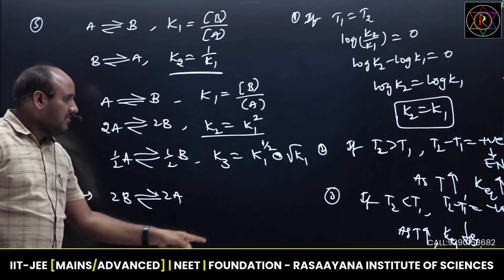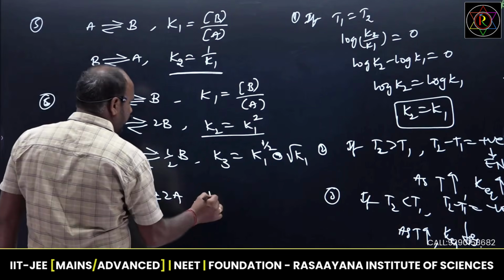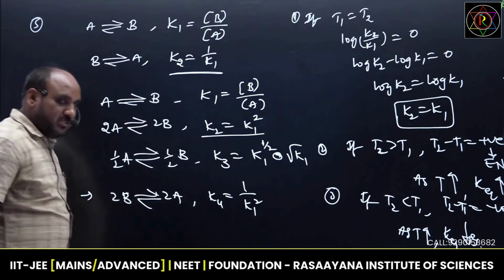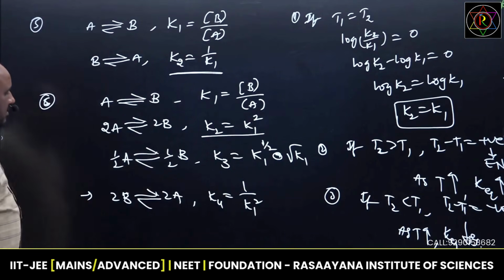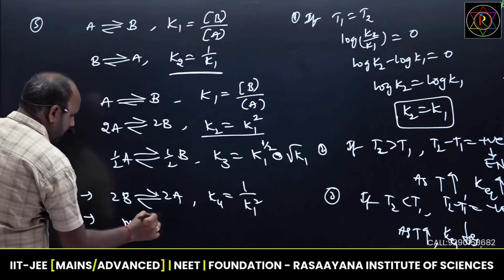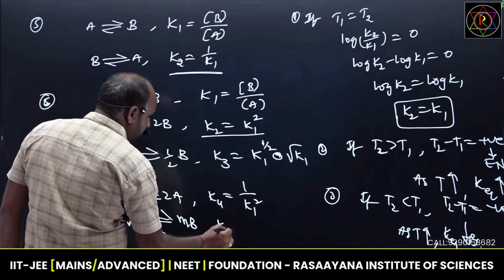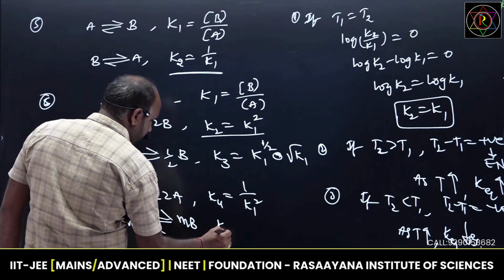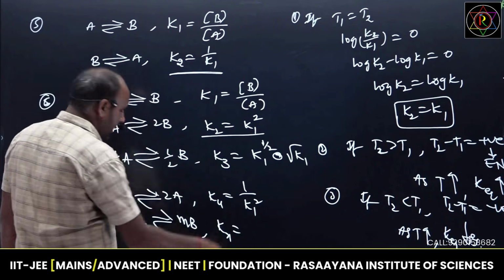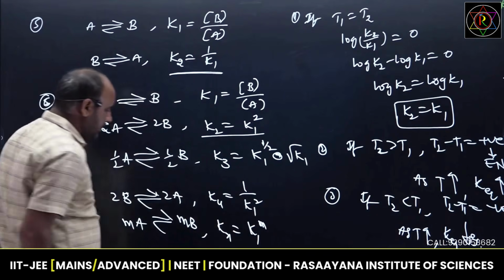So we take 1 by K1, and the number of moles is also varying. Therefore in this case we get 1 by K1 square, because 2 is there, right? For M moles we have to consider MA in equilibrium with MB. So for the equilibrium constant, using some terminology Kx, that is K1 power M, right?